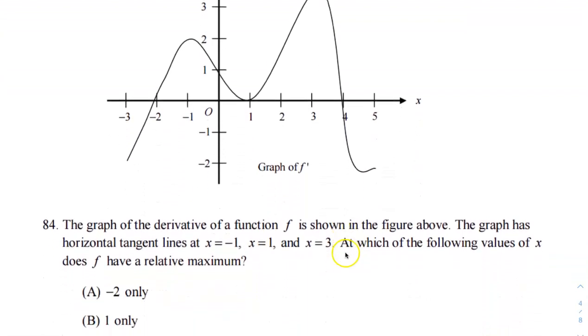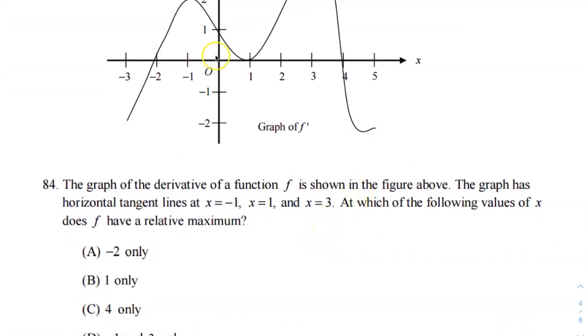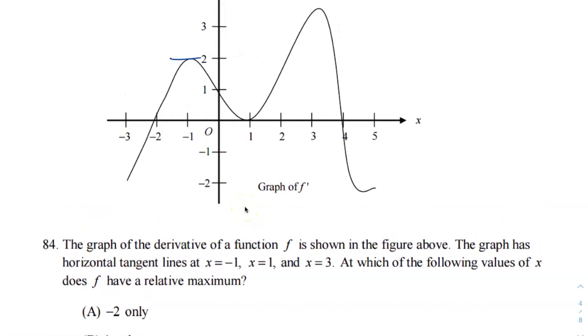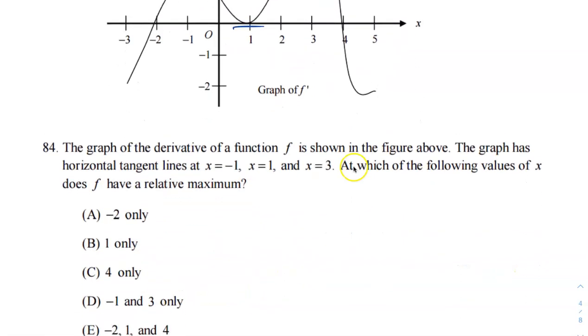Number 84, the graph of the derivative function f is shown above. So again, this is a derivative, very important. The graph has horizontal tangent lines at -1, 1, and 3. So -1, 1, and 3. At which of the following x values does f have a relative maximum? So relative max, we gotta first figure out what they are. Where the relative max is just a critical point.